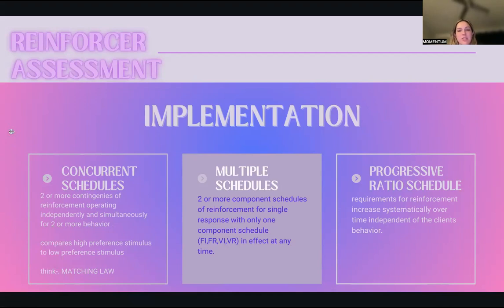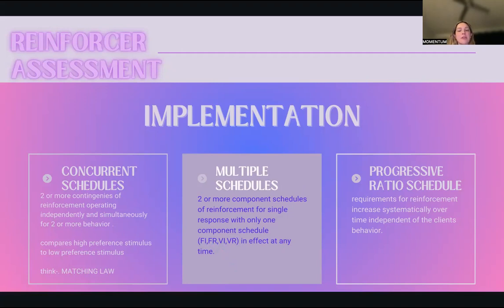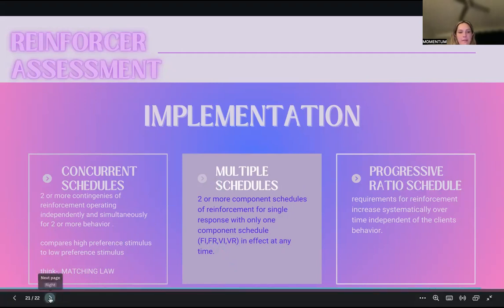Next, multiple schedules. So this is 2 or more component schedules of reinforcement for a single response with only one component schedule, so one of these, an FI, an FR, a VI, or a VR, in effect at any time. Multiple schedule. Progressive ratio schedule: this is requirements for reinforcement increasing systematically over time, independent of the client's behavior. Hence, progressive ratio schedule.